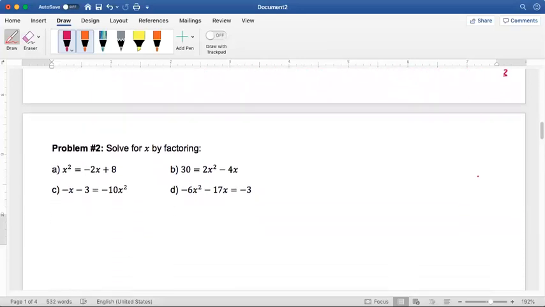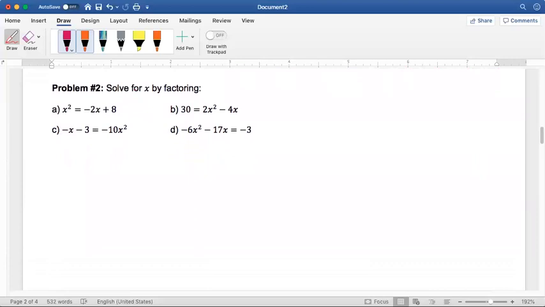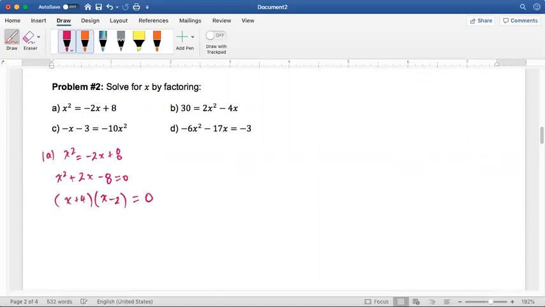In problem 2, you'll notice that none of these are factored. So let's start with the first one. We've got x squared is equal to negative 2x plus 8. We'll bring all the terms to the left side. So x squared plus 2x minus 8 is equal to 0. And we want a product of negative 8 and a sum of 2. And if you've guessed x plus 4, x minus 2, you've guessed correctly.